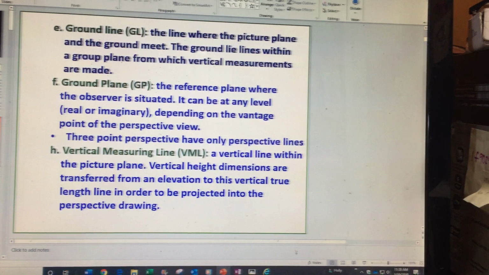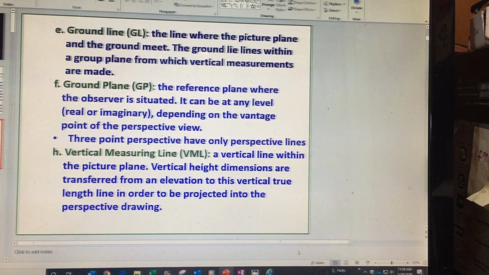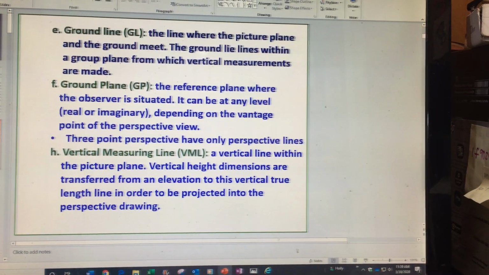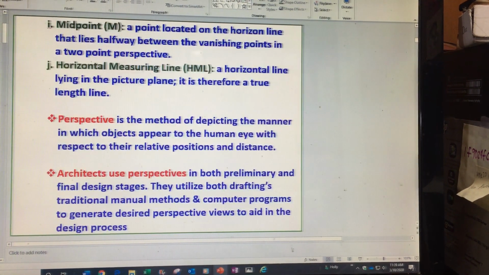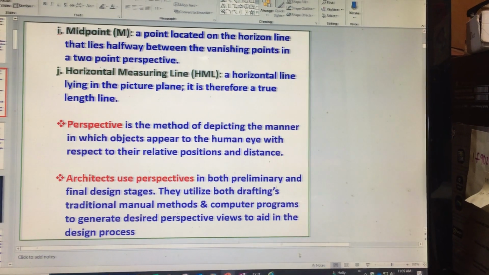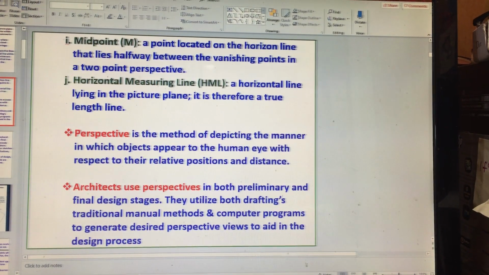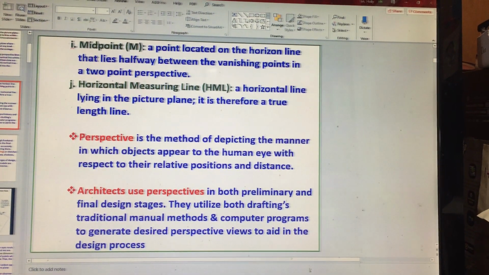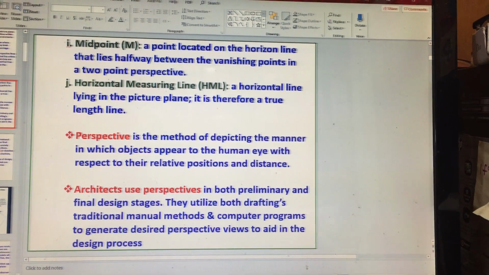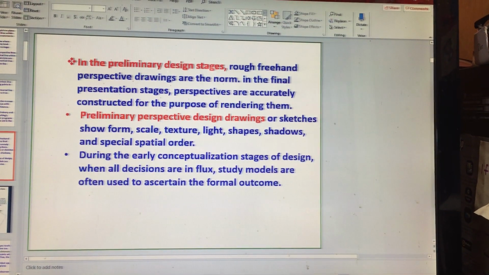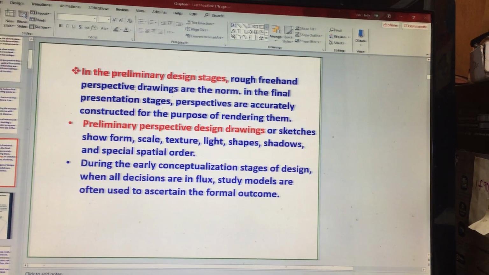The vertical measuring line is the line you use to measure the real height of the object you need to show for 2-point or 1-point perspective. So basically, these are some definitions you need to learn before you start with 2-point. We have a few more, for example, midpoint and horizontal measuring line. That means the line is on the picture plane, and that is the true length. So these are some of the definitions you need to review before you start assignment number 6. We have more definitions for perspective, design, and drawing, but this one you need to read at home.